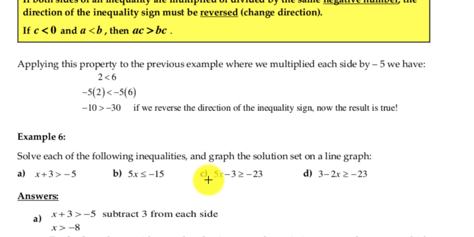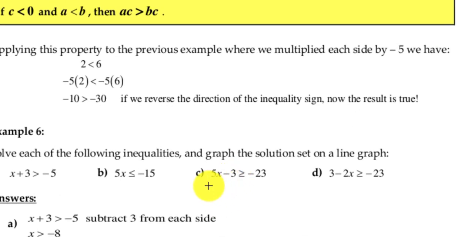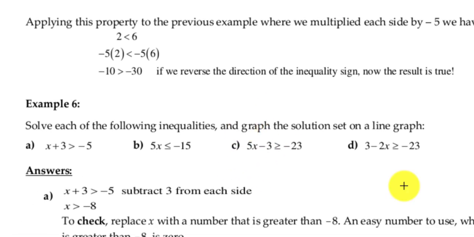So let's take a look at a couple of these problems. We'll work them out. Okay, let me get my pen. Okay, so I wrote letter A over here. And to solve this, we would subtract 3 from both sides. And I'm going to be left with x is greater than negative 8. And that's it for letter A.